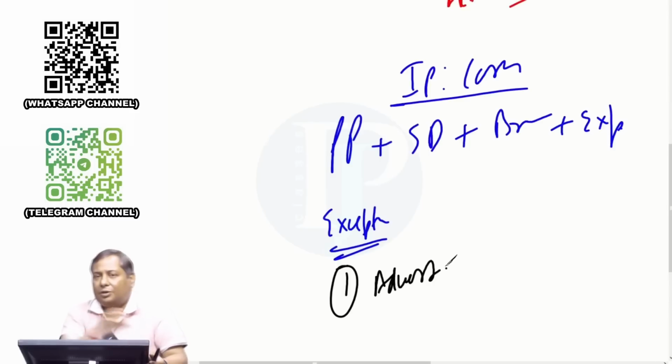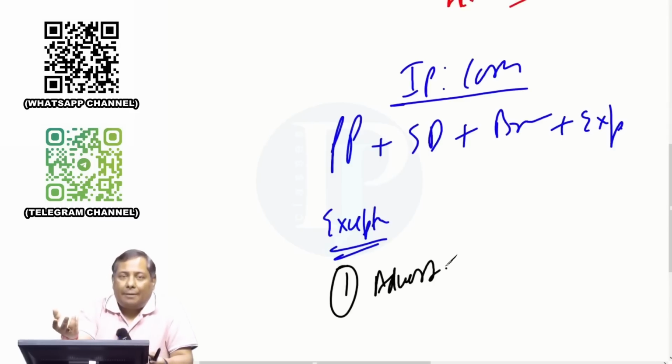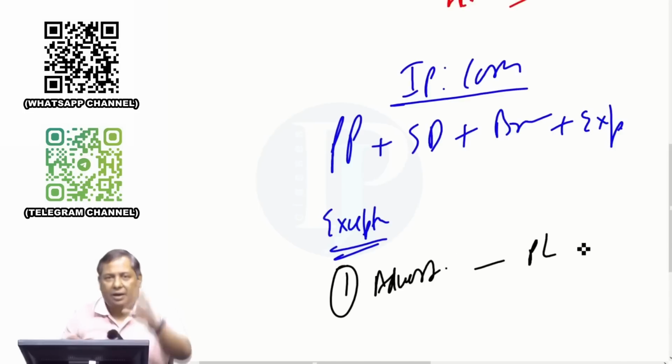So the advertisements to let out properties: suppose you have bought a property and you want to let your property out on rent, so you are advertising that the property is available for rent. So this ad will go to P&L, it has nothing to do with acquisition.